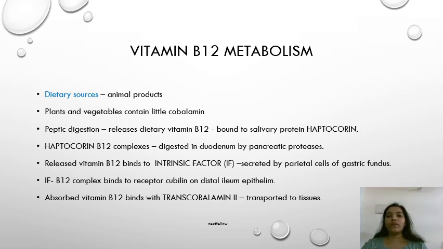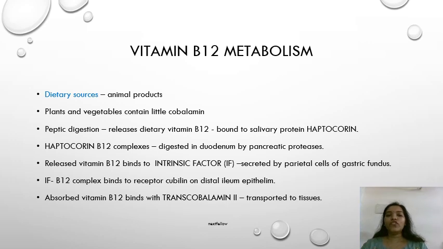Vitamin B12 metabolism. The important sources of vitamin B12 include animal products. So these mainly are the animal proteins which are seen in the meat, in the eggs as well as within the animal dairy products. Plants and vegetables contain little cobalamin.